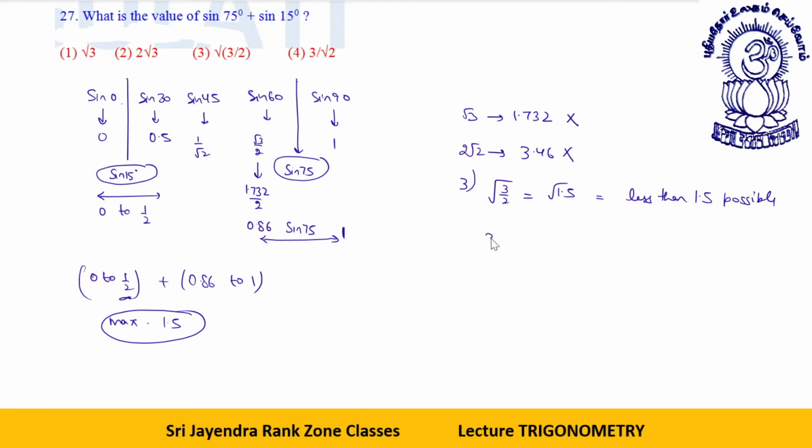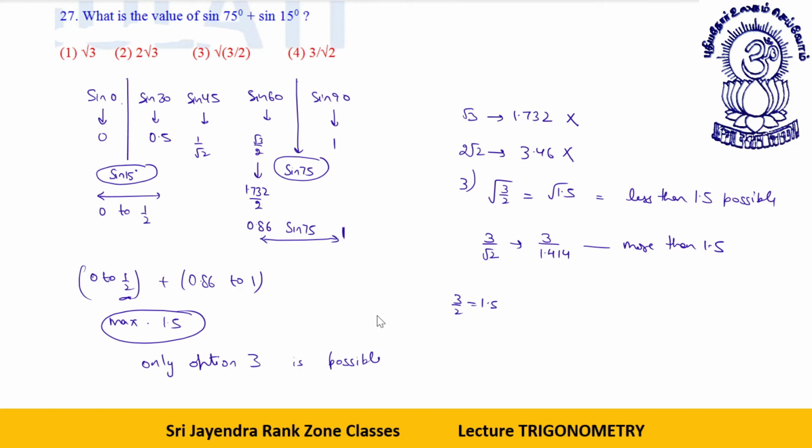The last option is 3 by root 2, which is 3 divided by 1.414. What I want to tell you is 3 by 2 is 1.5, so this is more than 1.5. So this also is rejected. So only option 3 is possible. Am I very clear to all of you, my dear students?